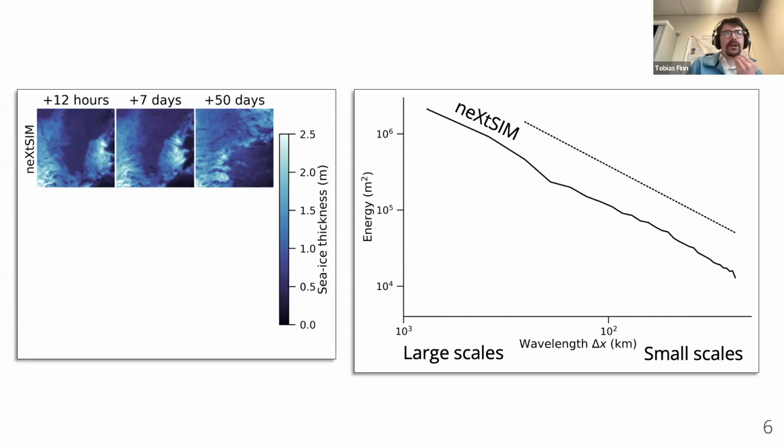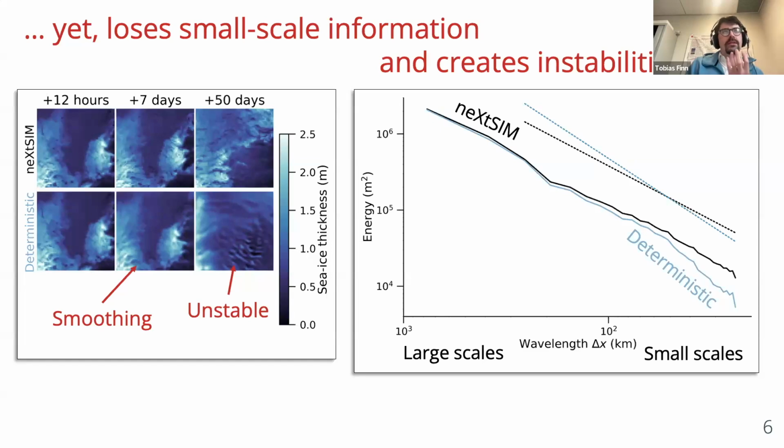If we now plot how our deterministic forecast looks like, we can actually see two things. So first of all, if we look after 12 hours, the deterministic forecast looks not so bad at all. However, after 7 days, we can actually see that the deterministic forecast smooths the fields out. And we can actually also see this here in the energy spectrum. So in the energy spectrum, we can see that the deterministic forecast basically loses small scale information, which then is basically the smoothing in spectral space. And then after 50 days, we can even see here artificial strains, which basically means that the deterministic forecast becomes unstable.